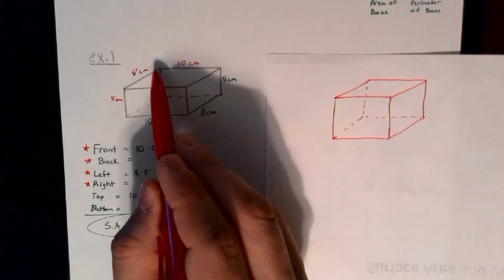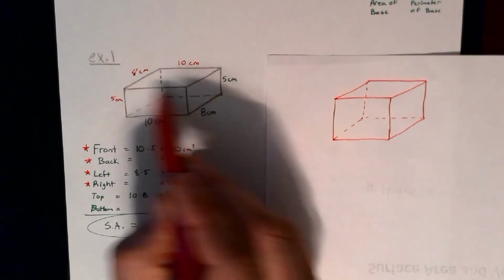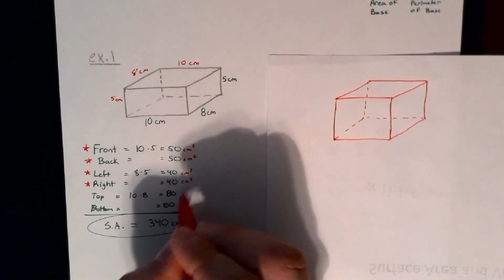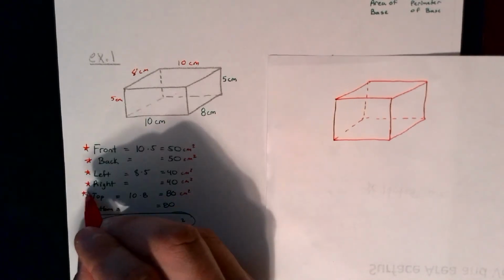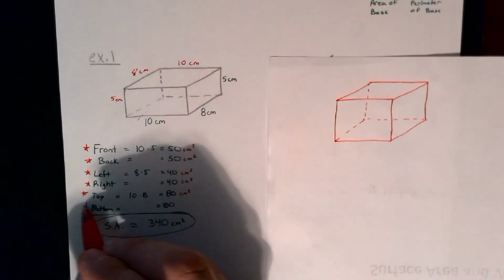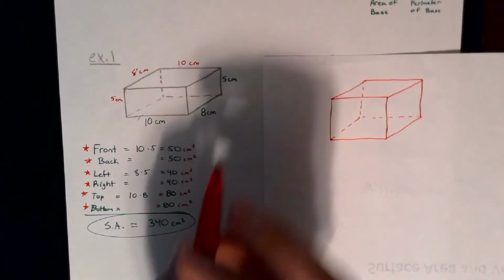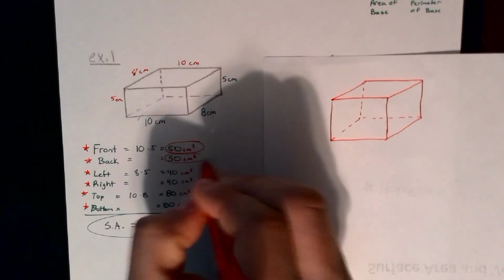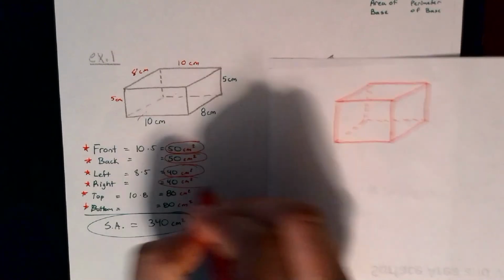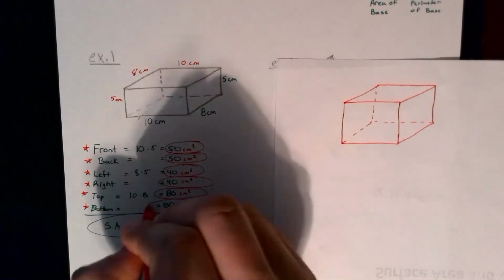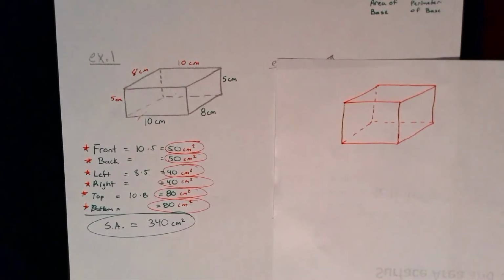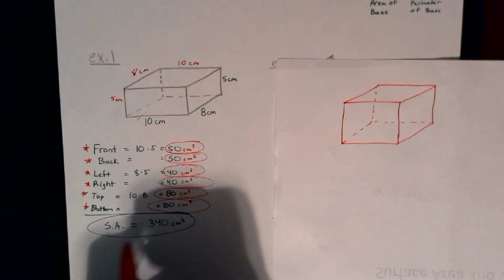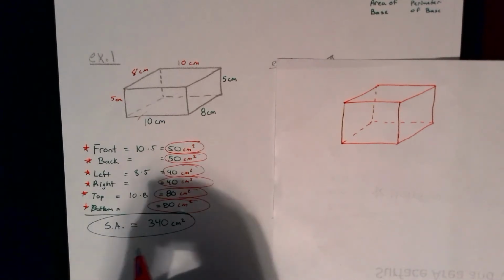Well, the top is 8 by 10. 8 times 10 is 80. These are all centimeters squared. And the bottom is also 10 by 8, which is 80. So now I have all 6 areas that I'm circling right now, and if I just add up those 6 areas, you get 340 square centimeters of my surface area. So it's the area of all the outside of that 3-dimensional object.